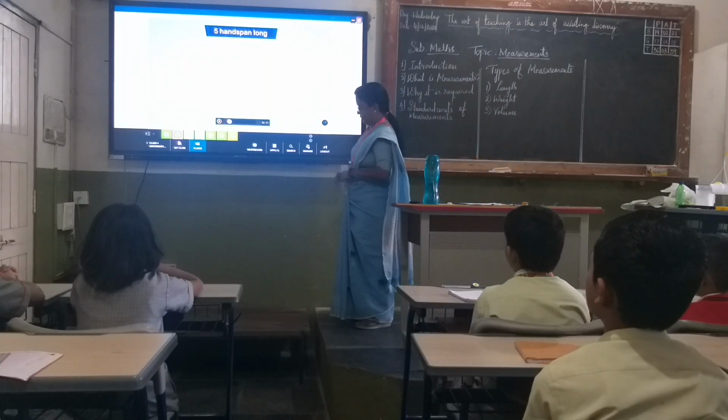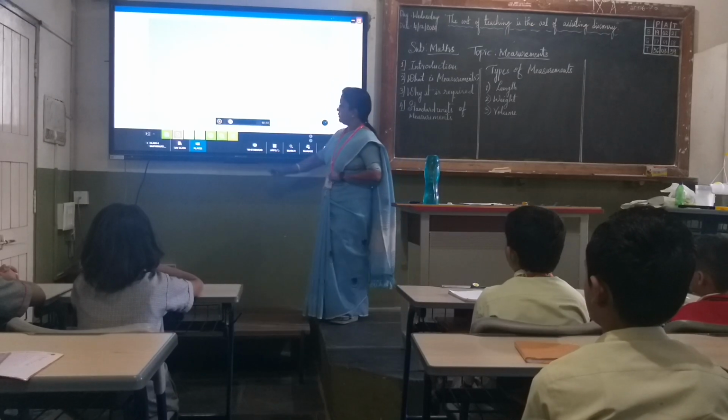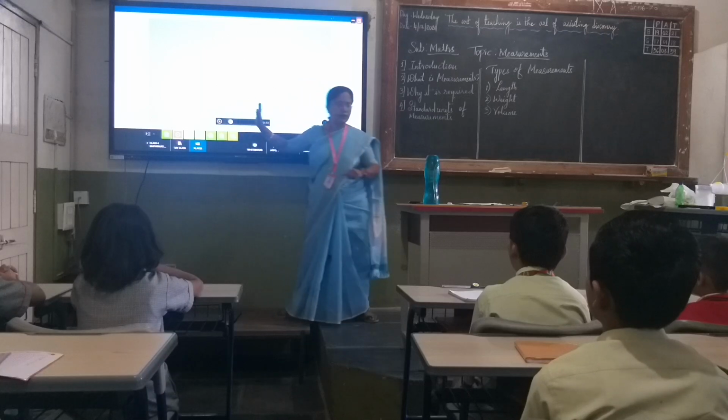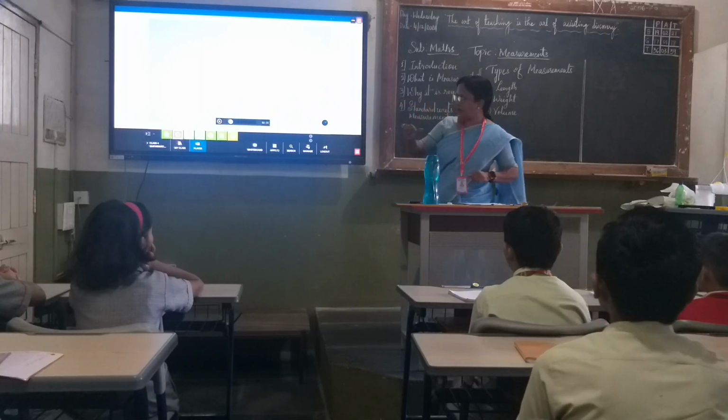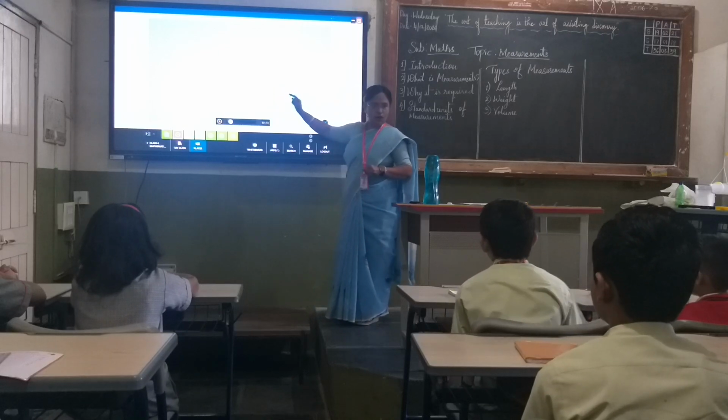But what if another person measures the same stick? See, now the stick looks 4 hand spans long. So here you saw, using body parts, the measurement differs. Here it is 5 hand spans and here it is 4 hand spans.